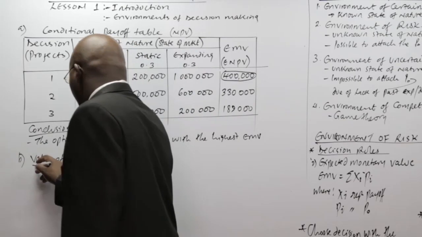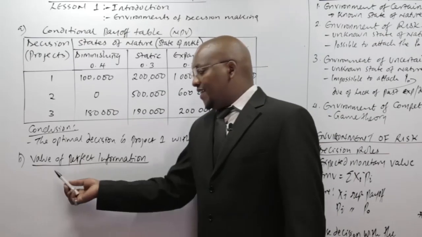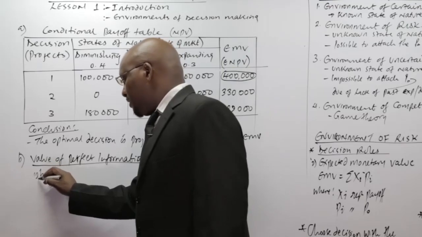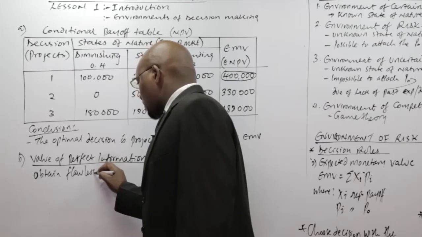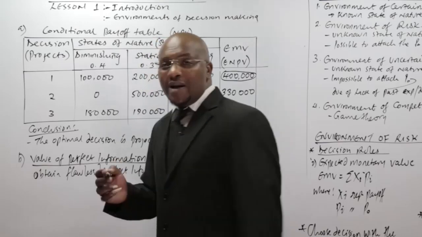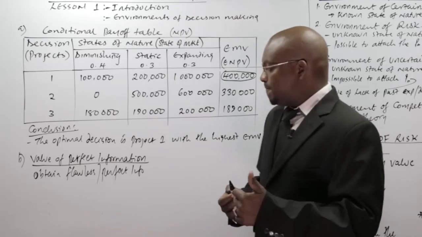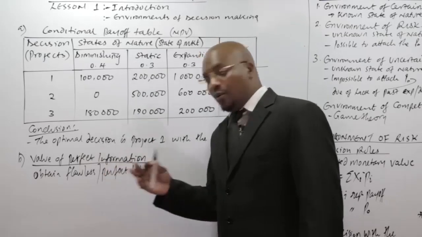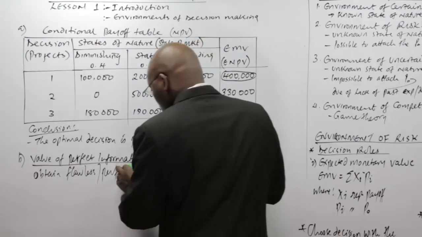Now, when we talk of value of perfect information, we normally say that this is the maximum amount you can pay to obtain flawless or perfect information. So the maximum amount a decision maker can pay, maybe to an expert, to obtain the flawless or the perfect information. That's what you're being asked. Now, how do we determine that amount? We determine the amount this way.